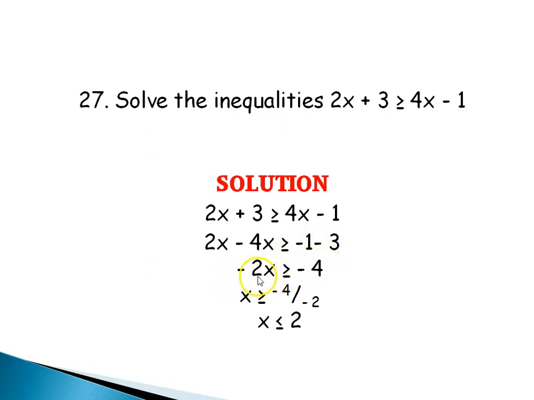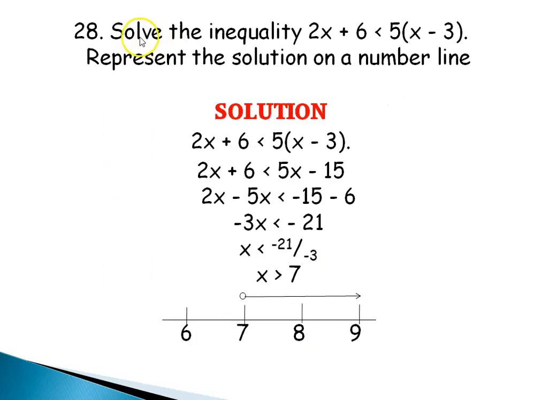I'm going to divide both sides by minus 2. Minus 2x divided by minus 2 will give me x, greater than or equal to minus 4 divided by minus 2. Now in inequality, once you divide by a negative number, the sign changes. So this sign is going to change from greater than or equal to, to less than or equal to. So x less than or equal to 2 is the solution to this inequality. Very good.